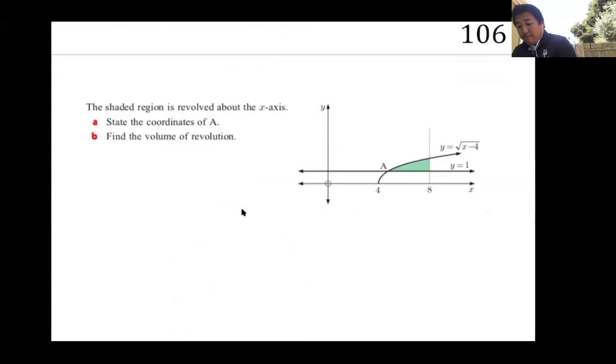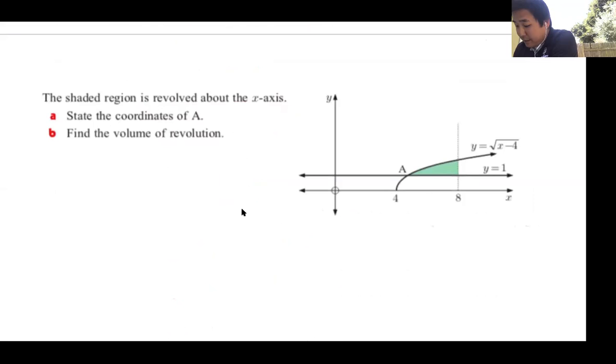Last problem. Find the volume of the shaded region. This is y equals 1, from 4 to 8. So the integral, this is not 4. So you say 1 equals the square root of x minus 4. Square root of 1 equals x minus 4. x equals 5. So from 5, so that is 5 comma 1.